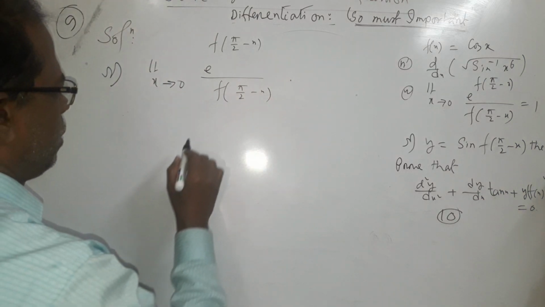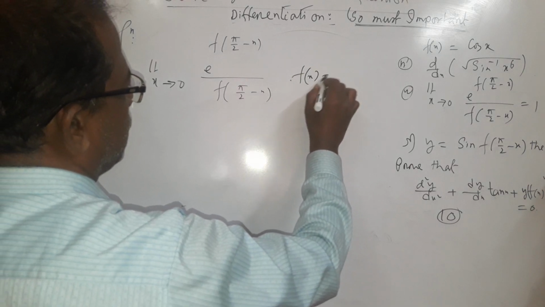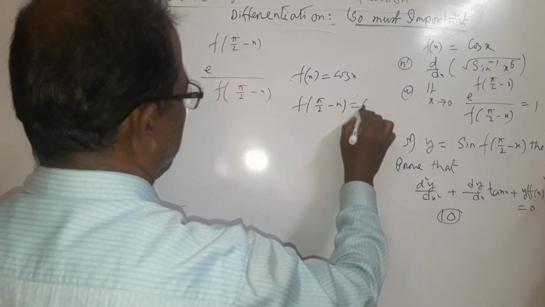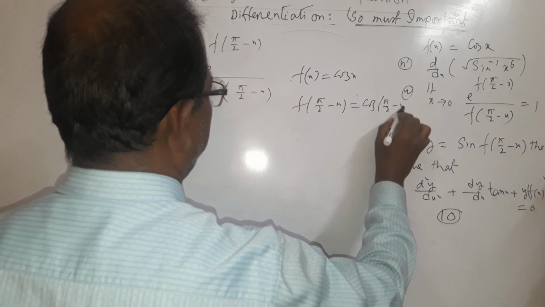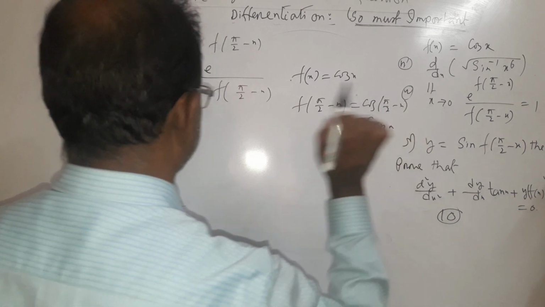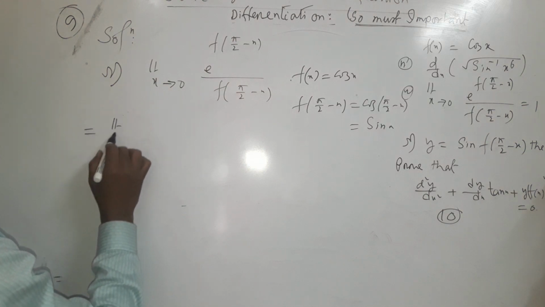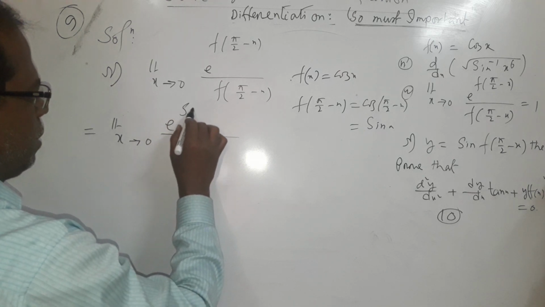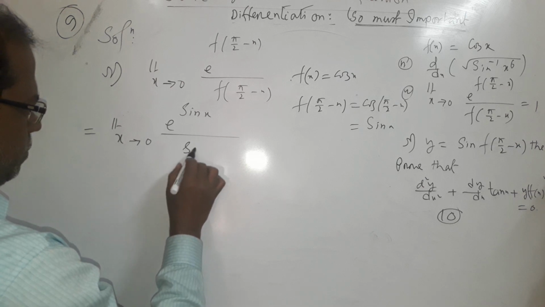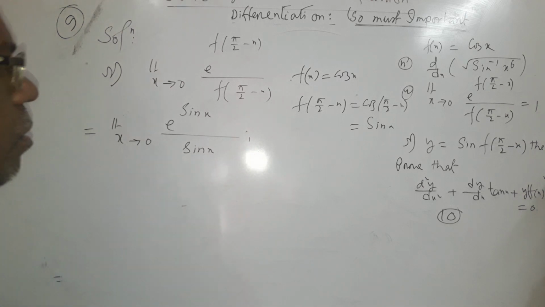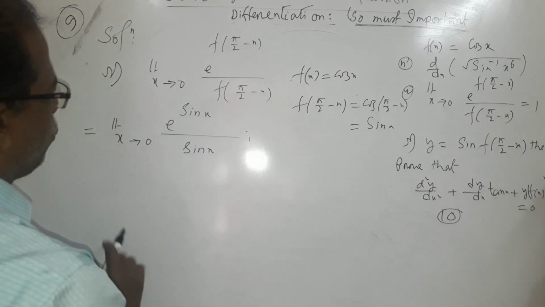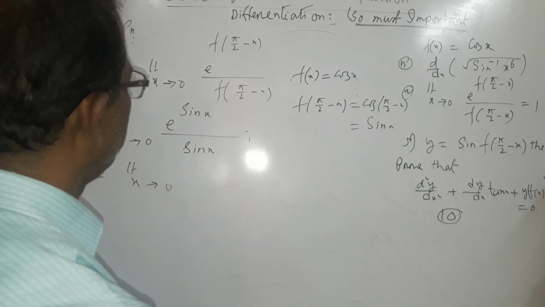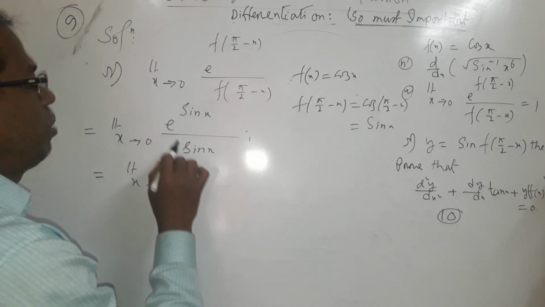So f of x equals cos x. f of pi divided by 2 minus x equals cos of pi divided by 2 minus x, which equals sin x. So I think the limit x tends to 0 of e to the power sin x minus 1 divided by sin x. Which process should we use? We have to think about this. At x equals 0, e to the power sin 0 is e to the power 0, giving 0 divided by 0.